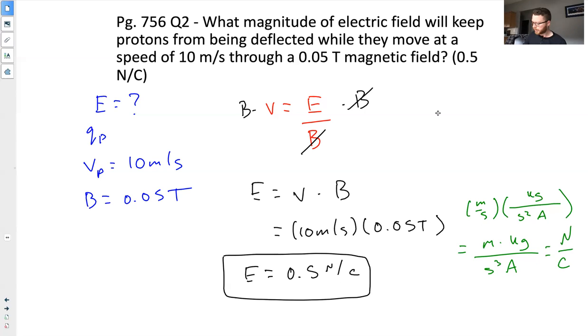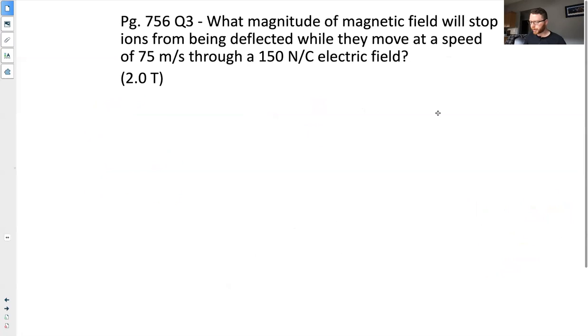All right, moving on. As we're starting to do some repetition in these problems, I would encourage you to pause the video and try them on your own, and then watch the video to compare your answers at the end. All right, for our next one: what magnitude of magnetic field will stop ions from being deflected when they move at a speed of 75 meters per second through a 150 Newton per Coulomb electric field?